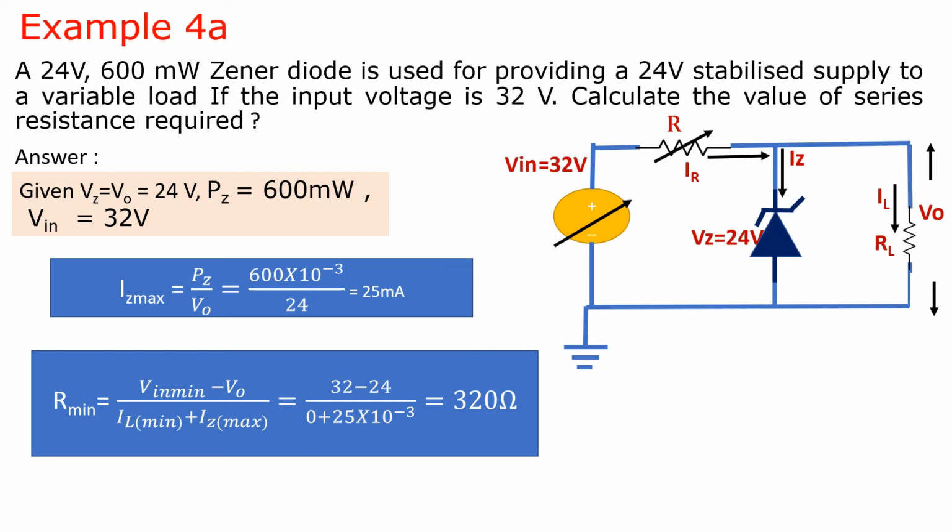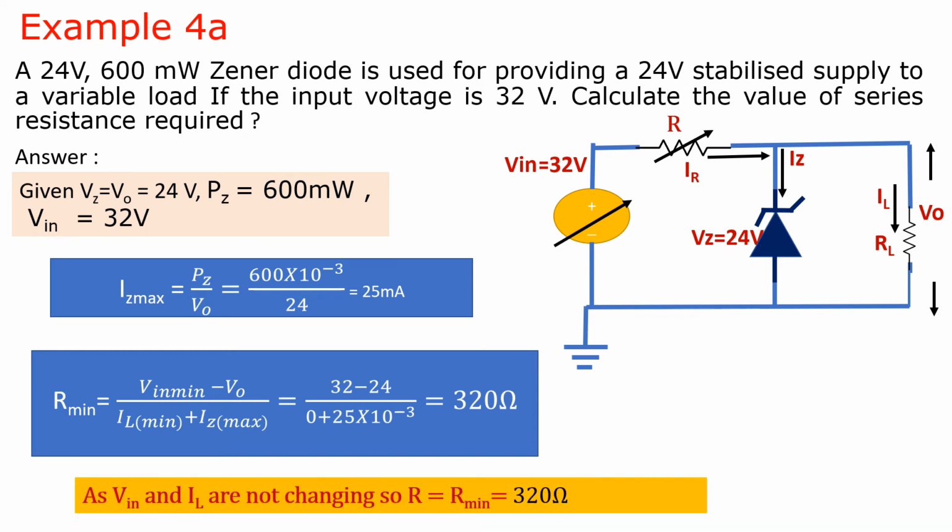Here in the problem there is no information about the load current, so we will consider the worst condition, when load current is minimum, or we will assume here 0 ampere. In this case we will use V in min as 32 and VO 24, so we will get 320 ohm. As the input voltage and the load current IL are not changing, only one constant resistor of value 320 ohm is sufficient.